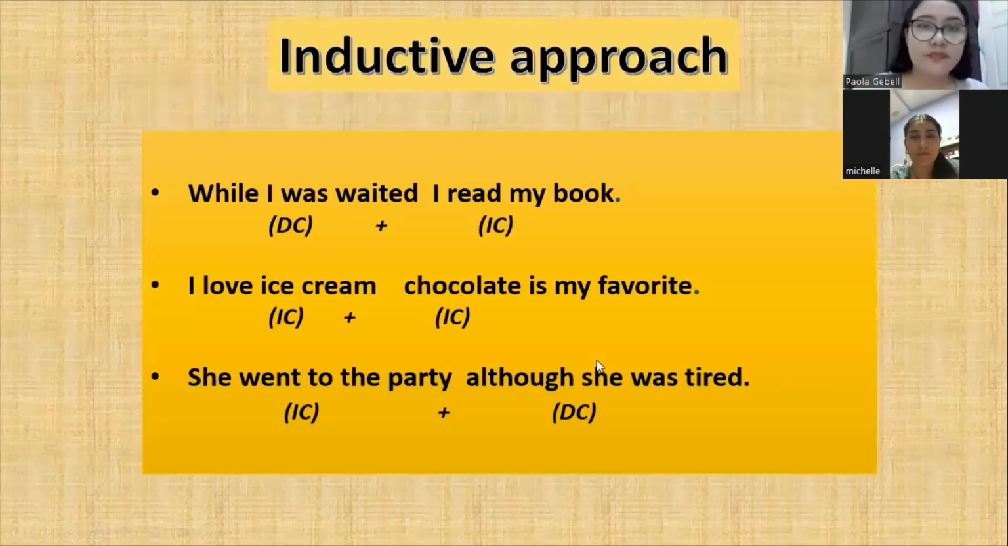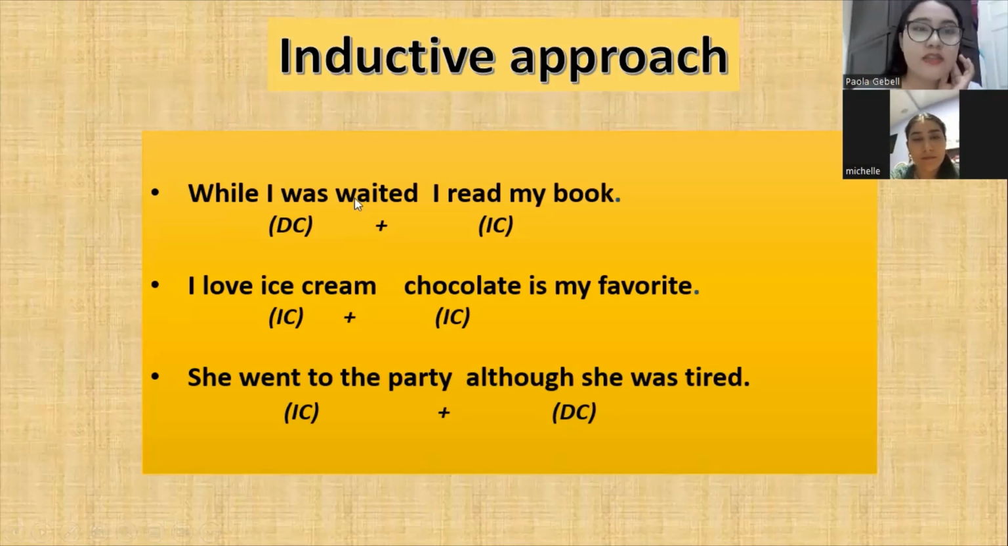So it's a complete sentence, and it doesn't need another sentence to understand what I bought. And then in that slide, I'm going to change the methodology. I'm going to learn a little bit about the same topic, but with the inductive approach. So here we have three different examples, Michelle. I need you to help me, please, reading the first example. Okay. The first sentence said, while I was waiting, I read my book.